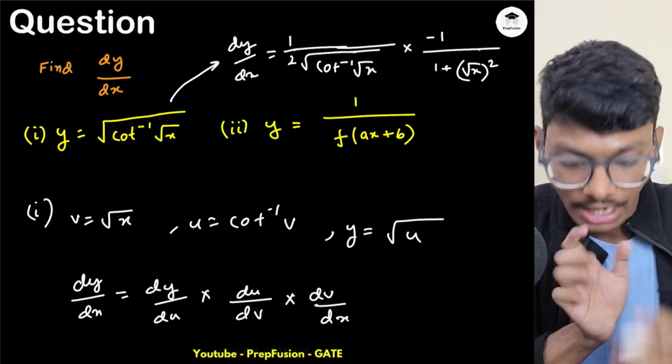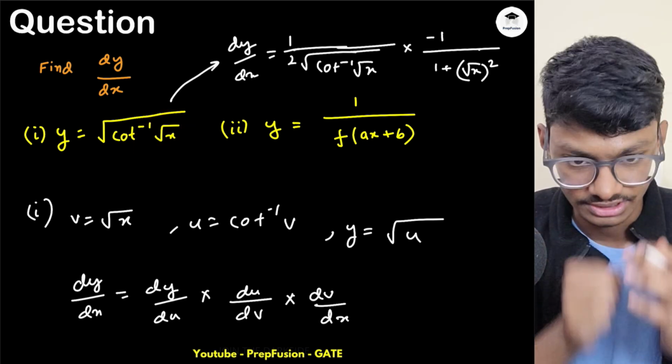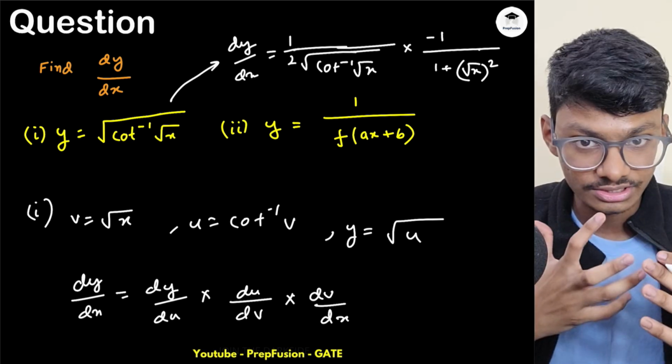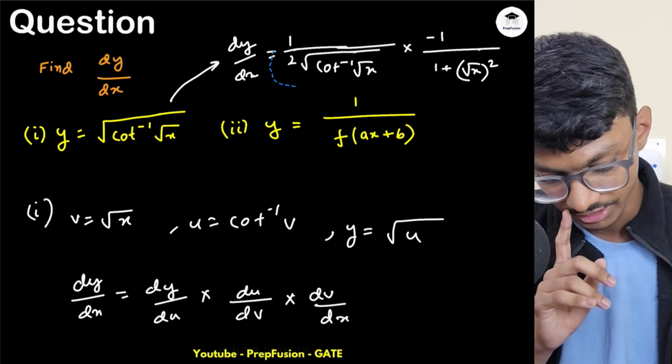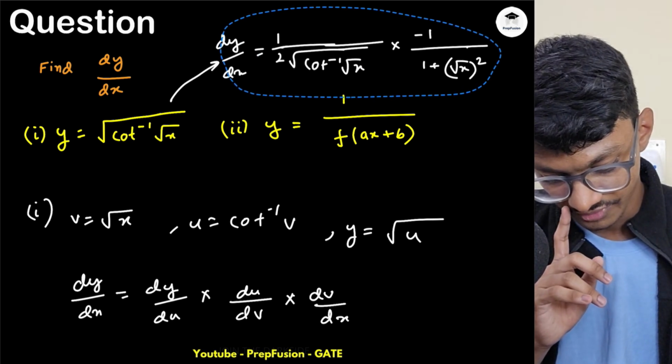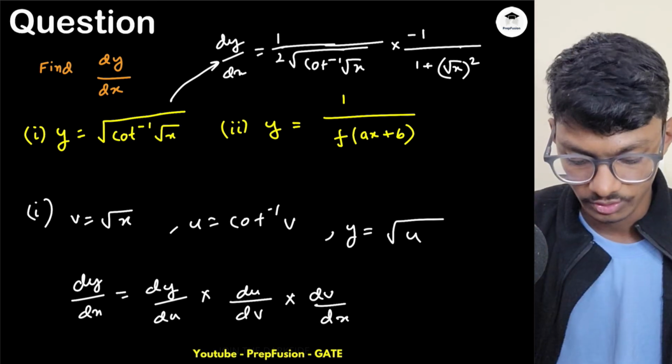Okay, then I will finally go inside to this under root x. So what is the differentiation of under root x? Obviously everything is coming in multiplication, that we know, from chain rule, right? Okay, what is the differentiation of under root x? Again the same thing. The differentiation of under root x will be 1 by 2.